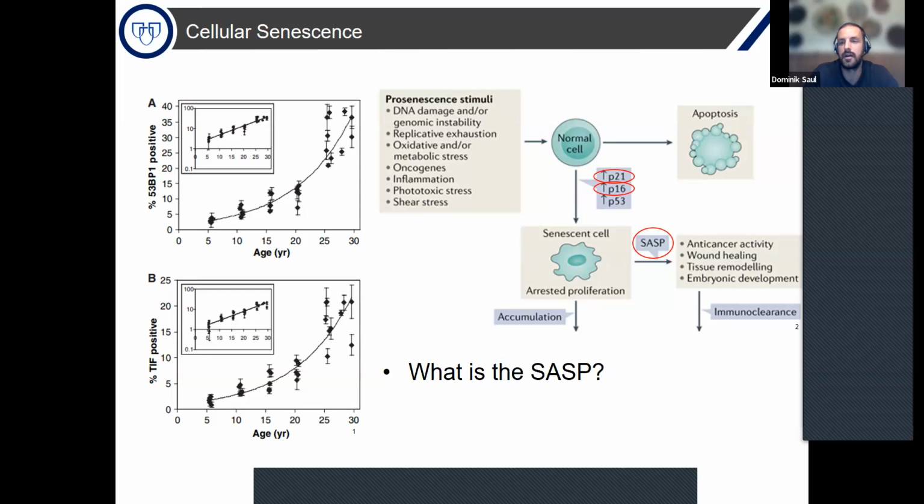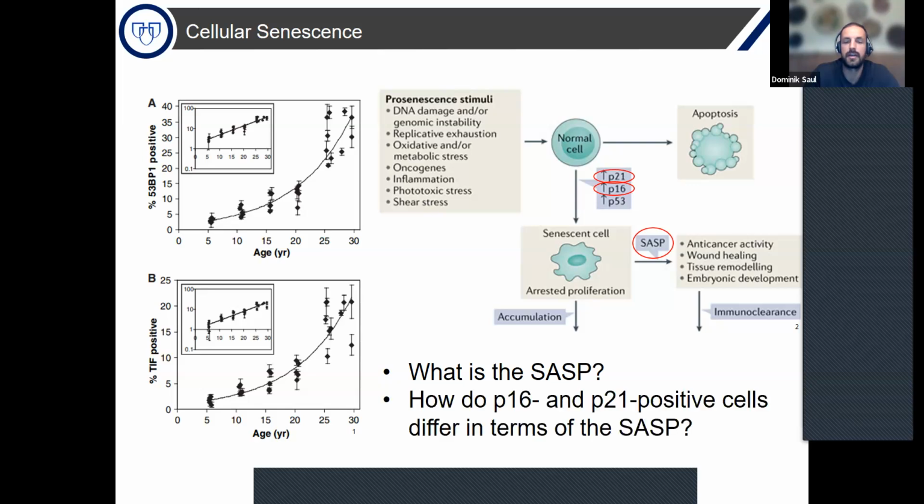So the two questions we were asking is, what is this SASP? Can we define it a little further? And the second question was, is it different in P16 and P21 positive cells? And what kind of the SASP is probably just P16 or just P21 associated? And is there maybe some common ground for both of them?